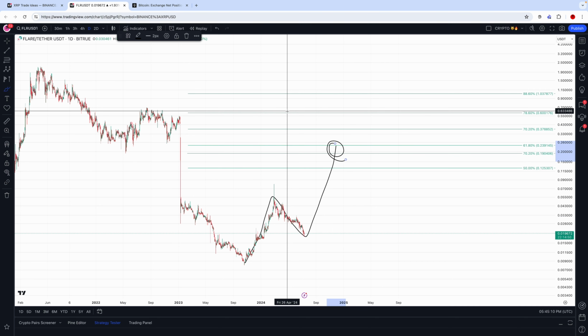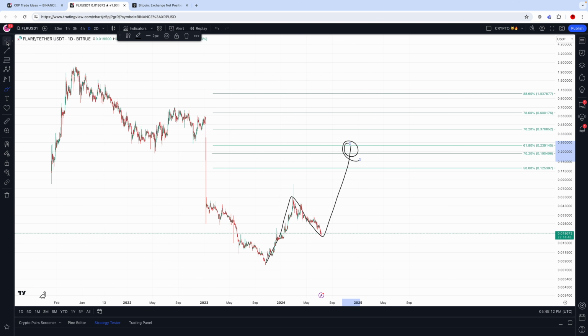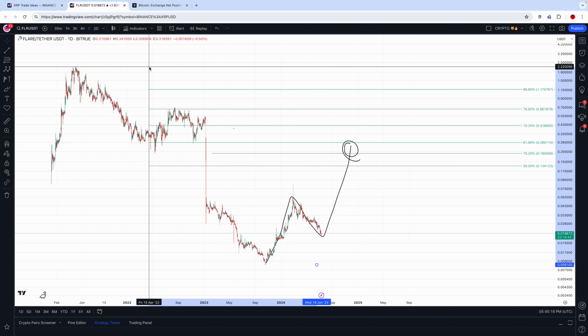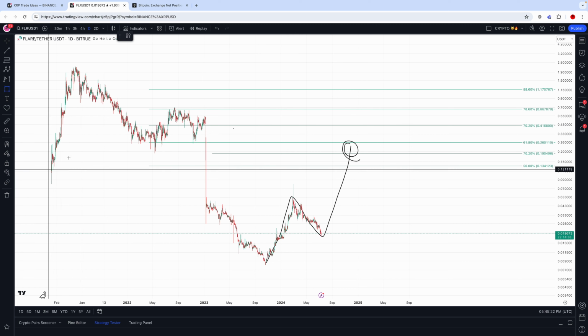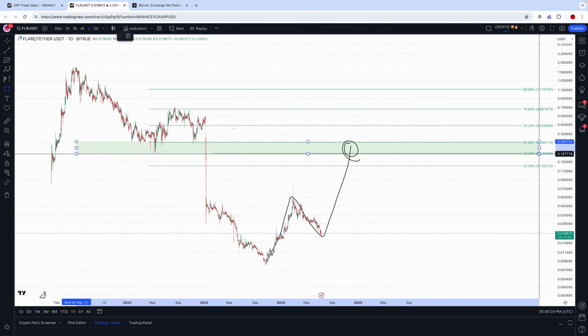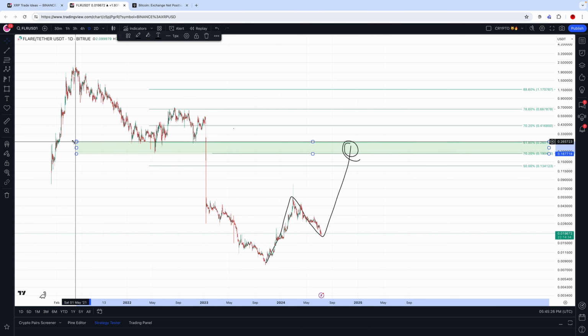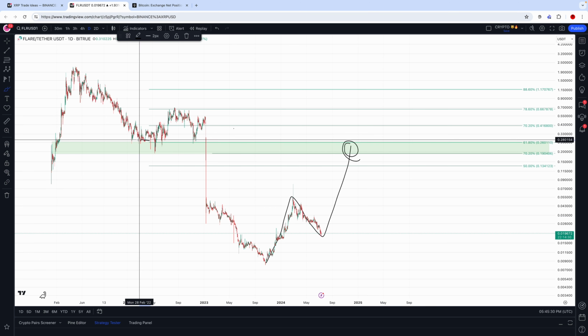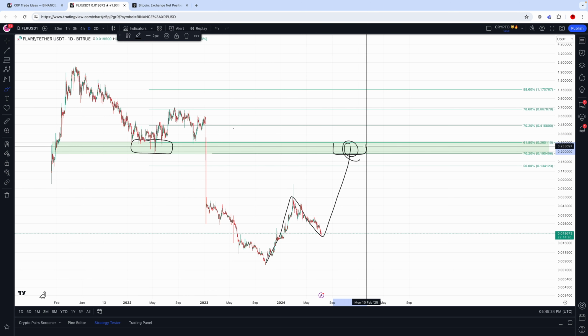Okay. This would be over here. Let me just straighten this out here. This would be right here. Okay, it's also acting as your mitigation block. You guys see this? How it was acting as support over here? It would likely act as resistance here. So around that 19 to 26 cent region.